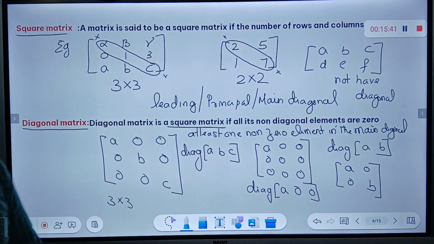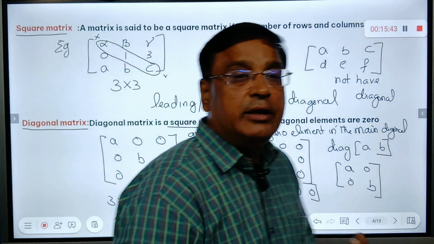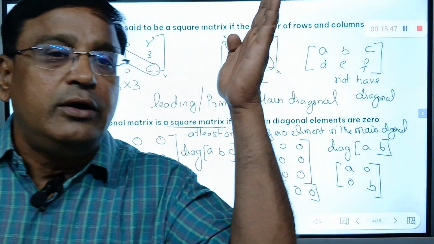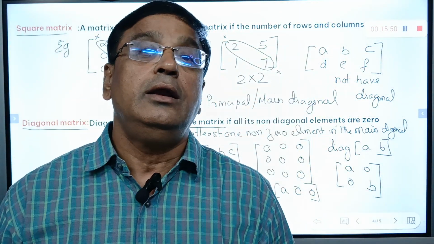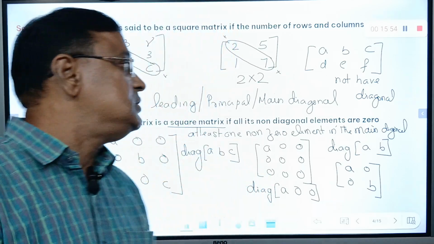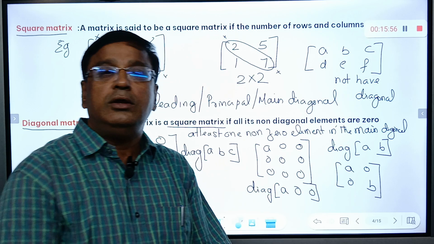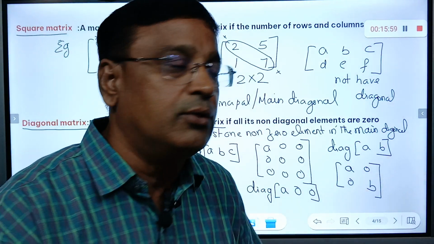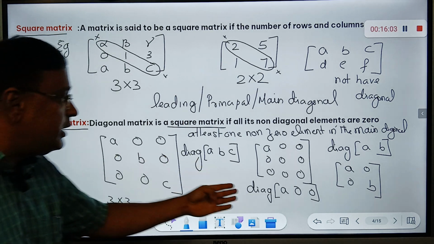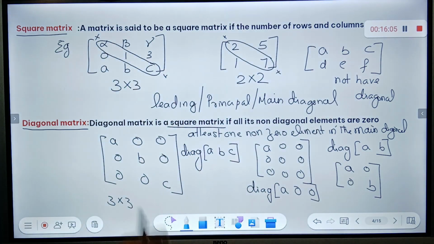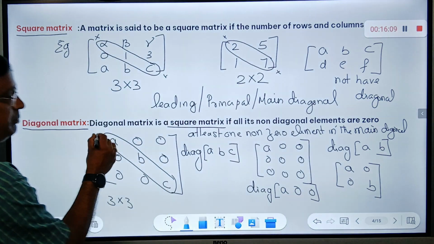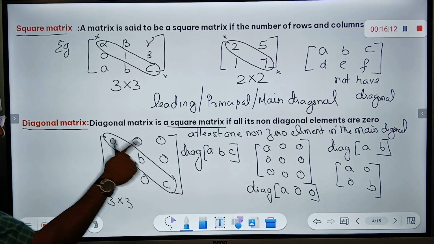So what is a diagonal matrix? A diagonal matrix is a square matrix which has at least one non-zero element in the main diagonal, whereas all the non-diagonal elements must be 0. This is a very simple definition of a diagonal matrix, and there are some notations that you can have. Okay, so look at this. Diagonal elements are A, B, C, whereas all other elements are 0.